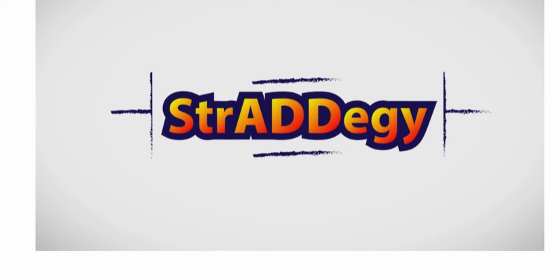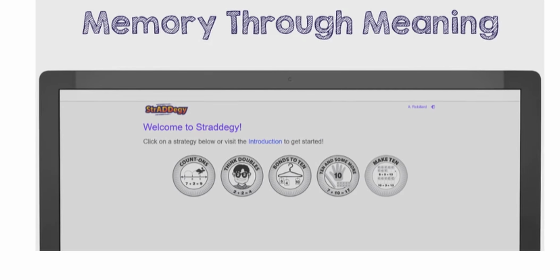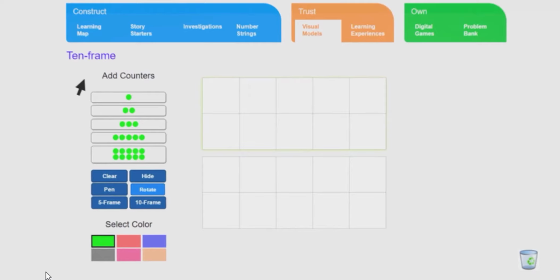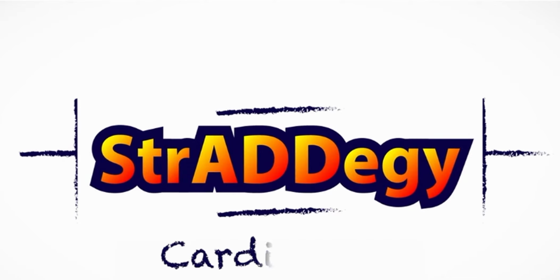This video reviews how the visual tools in StrADDegy support the development of fact fluency as a consequence of memory through meaning. Here's a quick snapshot of the big ideas explored in StrADDegy and how the tools support their development. Let's begin with cardinality. The ultimate goal of counting is to answer the question, how many?